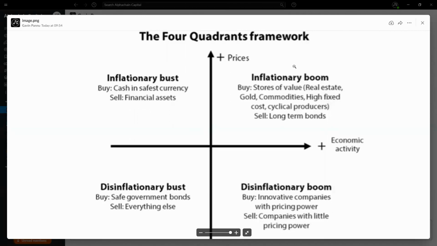At the current moment, we're in an inflationary boom. That's what we're seeing now. Okay, so what types of assets should you be looking to buy? Well, stores of value. Stores of value is key there. And that falls into some of your physical assets such as real estate, gold. You can get ETFs in gold as well if you choose to. Commodities do rather well. High fixed costs, cyclical producers. That's the key there. Sell long-term bonds. Okay, sell long-term bonds will probably be a key focus here.